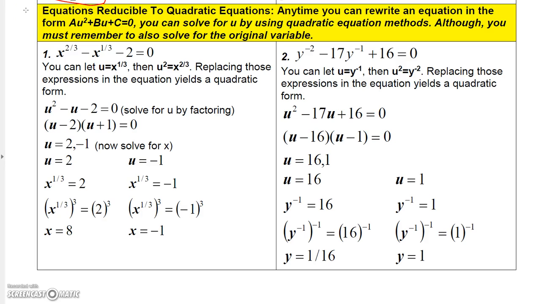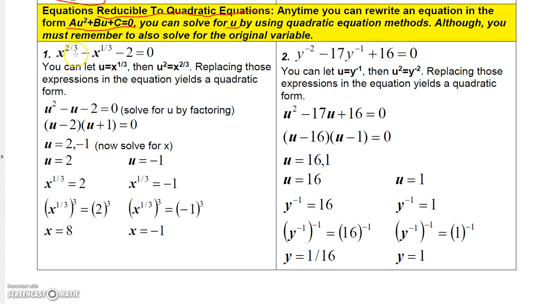Okay, we're going to wrap up section 1.8 on solving other types of equations with solving equations that are reducible to quadratic equations. So basically what I mean by this is sometimes you can take an equation and write it in the form AU squared plus BU plus C equals 0, and then you can solve for U. And then at the end you can solve for the original variable. So you have to understand that U is actually some sort of substitution that you're going to make within the problem.